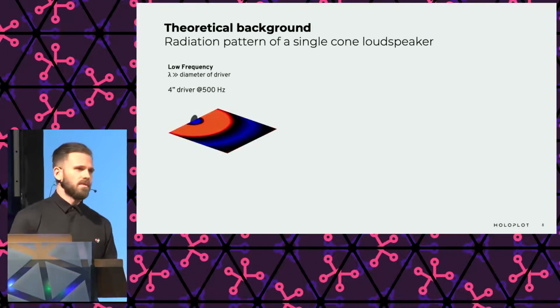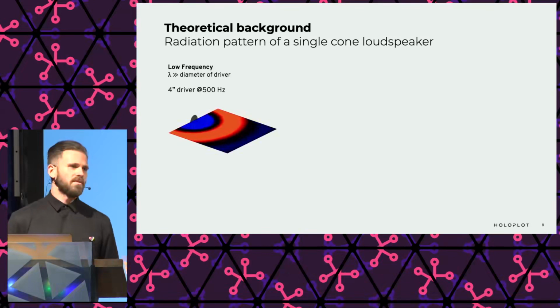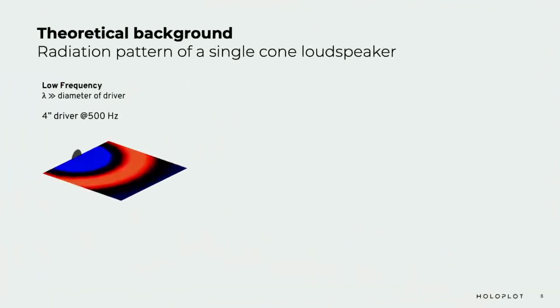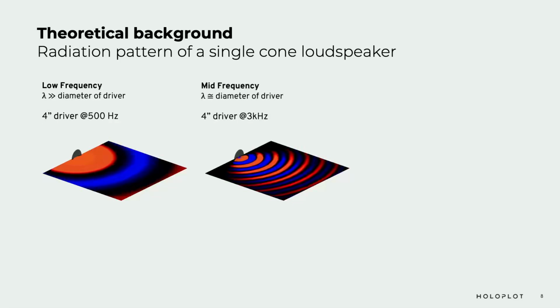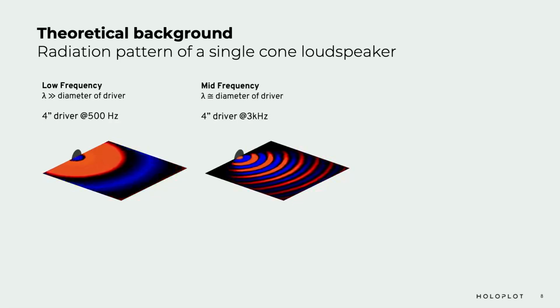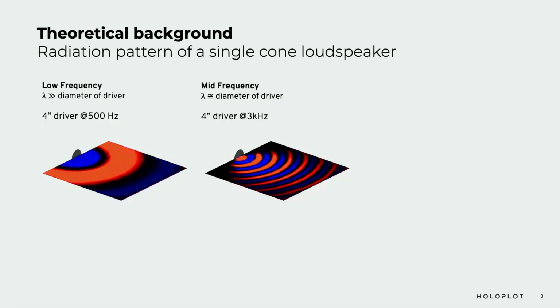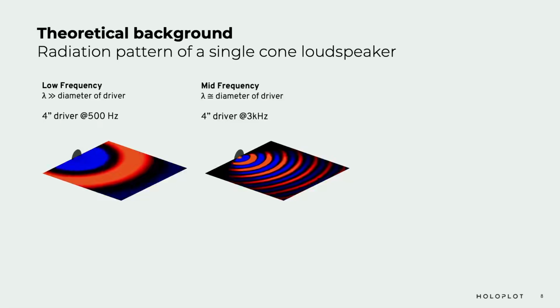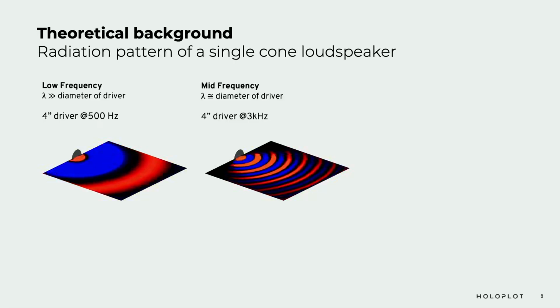At low frequencies, the wavelength of sound is way larger than the size of the driver. So the resulting sound field from the transducer at the low frequencies will be spreading out evenly in all directions with the same level. At mid frequencies, when the wavelength that we are reproducing is more or less the same size as the driver, you will hear louder sound in front of the loudspeaker, and if you move sideways, the sound level will decrease a little bit.